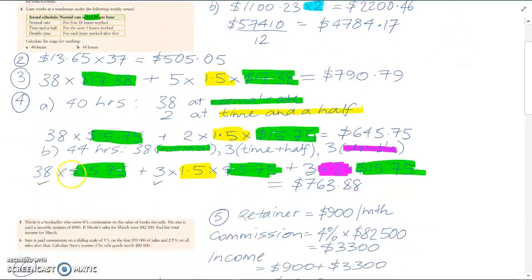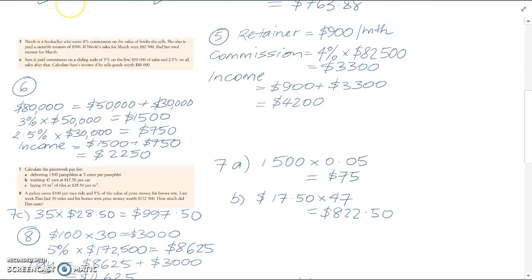How are we doing? All right. Let's move up. Question 5. Nicole, she's a bookseller. She gets 4% commission on the value of the books she sells. But just in case she doesn't sell anything, she does get a retainer. Now, the retainer is $900 whether she sells anything or not. So her retainer's $900. The commission is 4% of what she sells, and she sold $82,500.